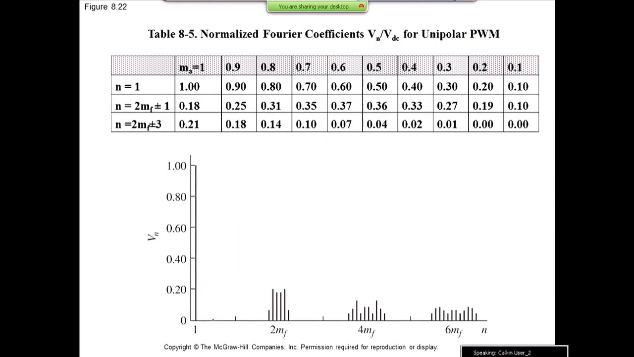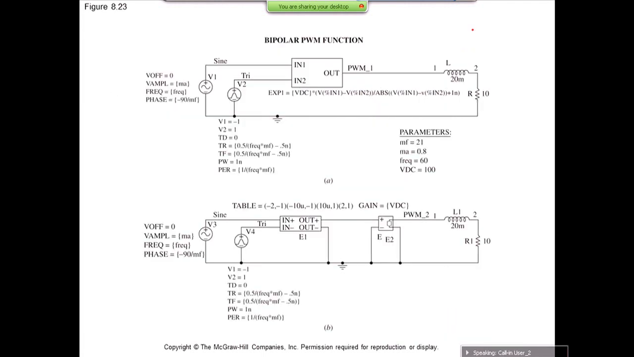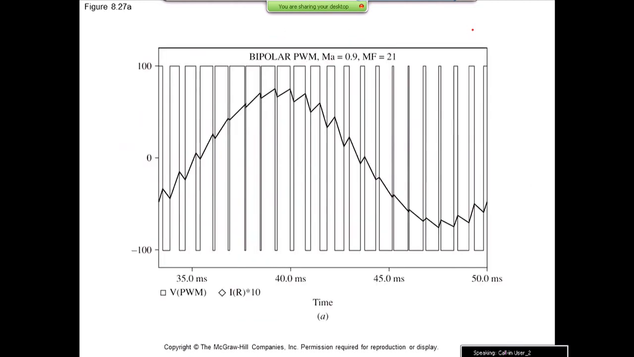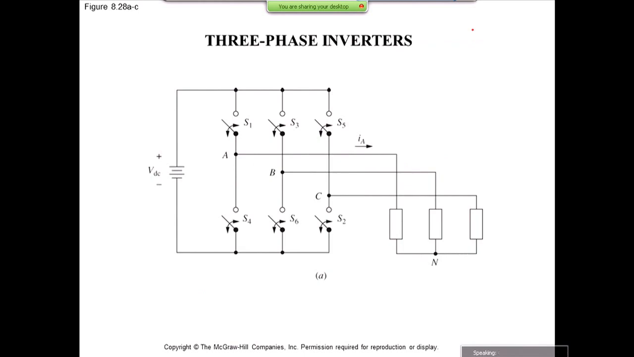This particular table is almost the same thing for the unipolar switching scheme. And we looked at some simulation results from these slides. And we started talking about three-phase inverters. The reason that we want to do three-phase is that a lot of times when your power is high, it's better to do things in a three-phase fashion.